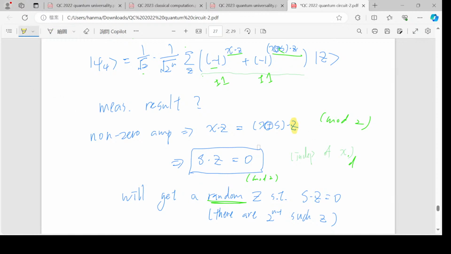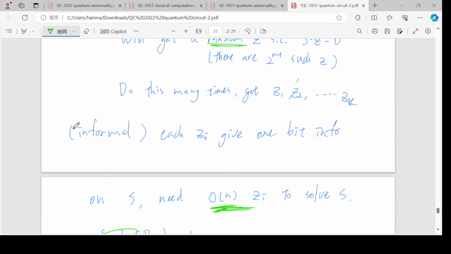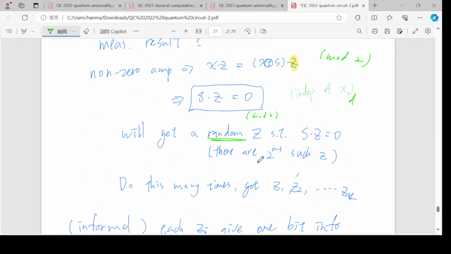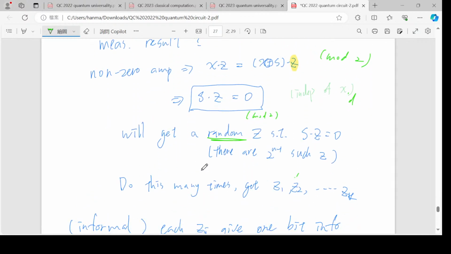Z is not exactly s, so it's not as good as before, but we see z has some relation with s: the inner product of z with s equals 0, mod 2. Now we get a little hand-wavy. We don't really prove it here, it is just a claim. We claim that the z we got here, so how do I say?